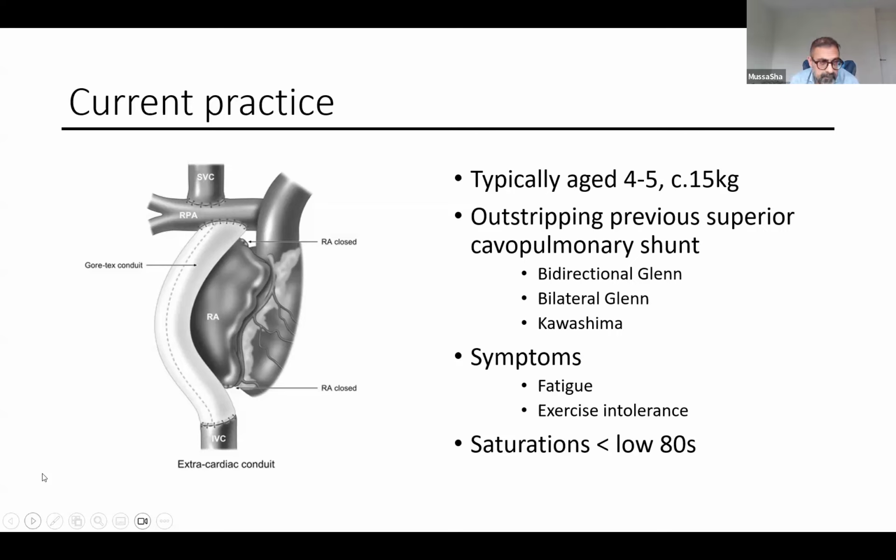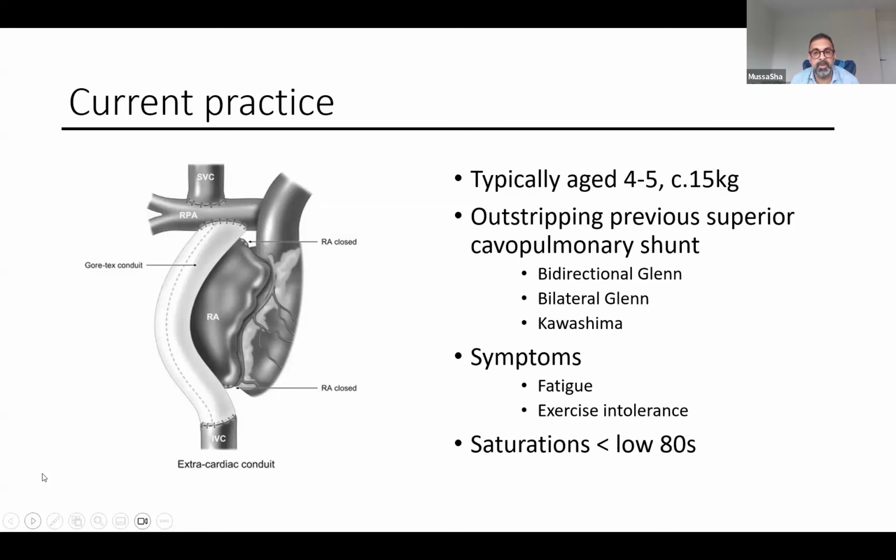There are other options. There are other types of situation for the drainage of the superior venous return into the pulmonary arteries. So the classical is a bidirectional Glenn, where a single right SVC is connected to the right pulmonary artery. Sometimes we have a situation where there are bilateral superior vena cavae, and therefore you need to do a bilateral Glenn operation. So both vena cavae have to be attached to their respective pulmonary arteries.